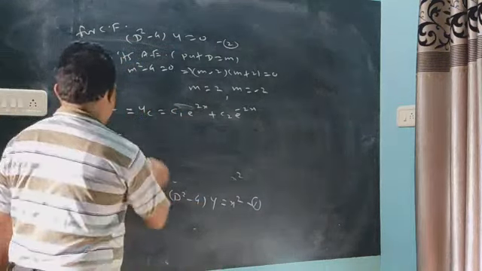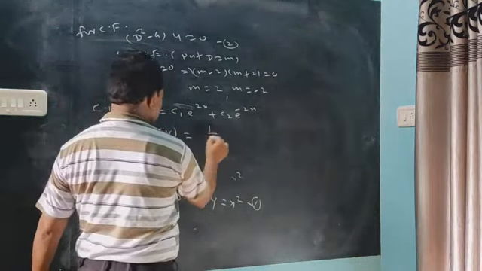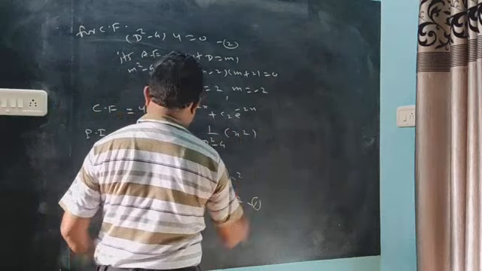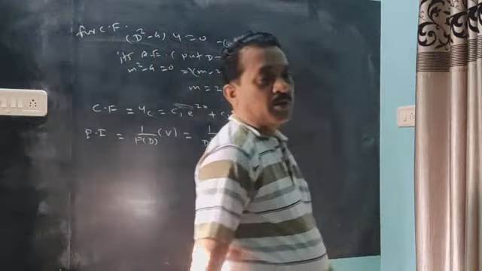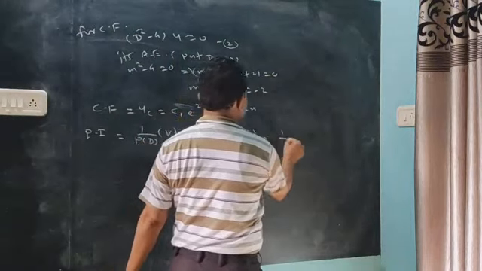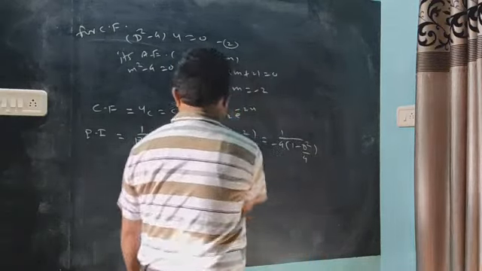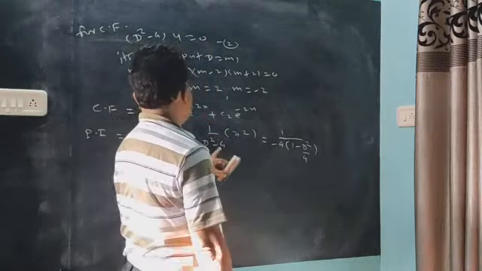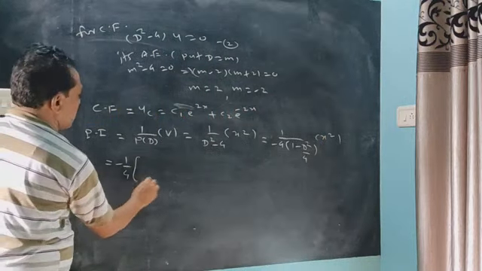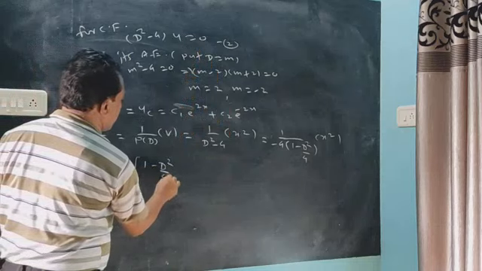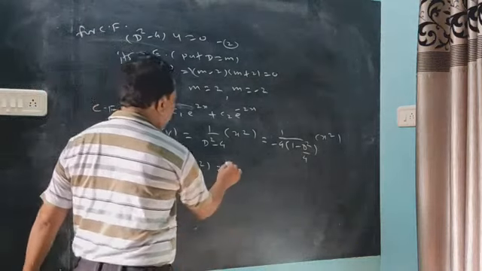Second part, particular integral. Formula: 1 upon f of D over the right side function. So f of D is d square minus 4 over x square. It means use the binomial theorem. So I want 1 plus... minus 4 will be common. So 1 minus d square by 4. Minus 1 by 4 times 1 minus d square by 4 raised to power minus 1 over x square, from the binomial theorem.